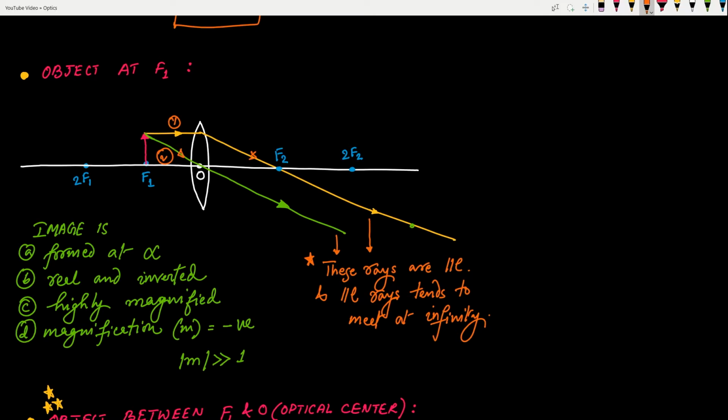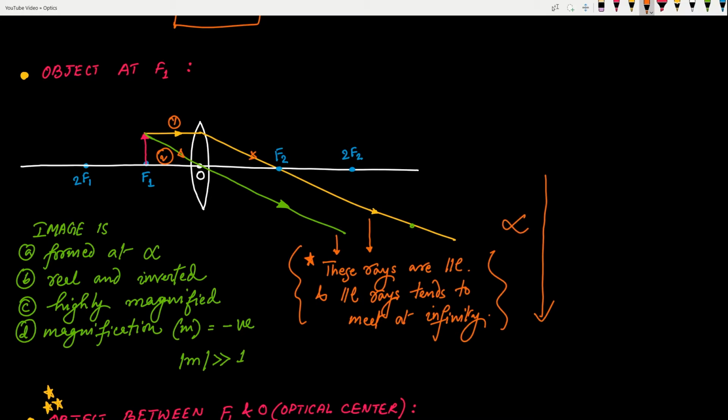Now the funny thing is that these two rays are parallel, and I have written it down here that these rays are parallel, and parallel rays tend to meet at infinity. This thing you need to remember, that parallel rays tend to meet at infinity. That is, it's trying to say that these rays will go and meet at a very, very far away distance, somewhere here, at very far distance, at infinity.